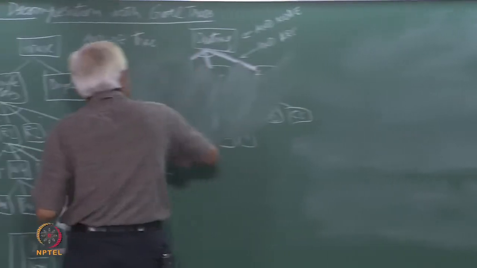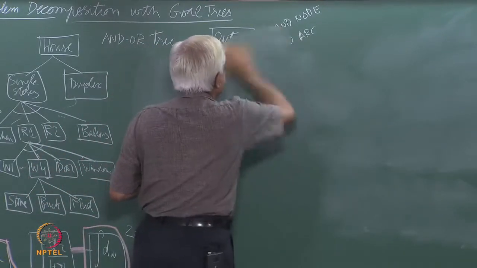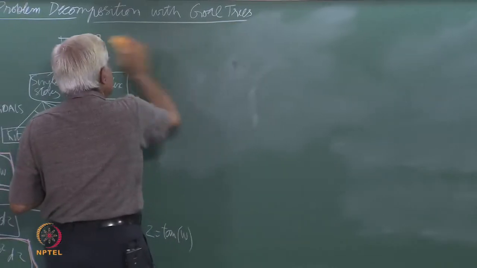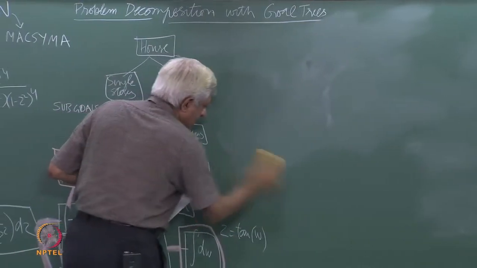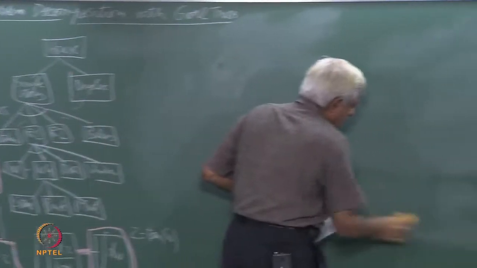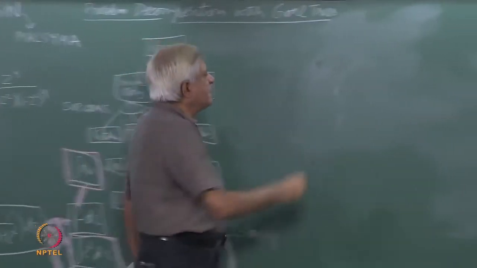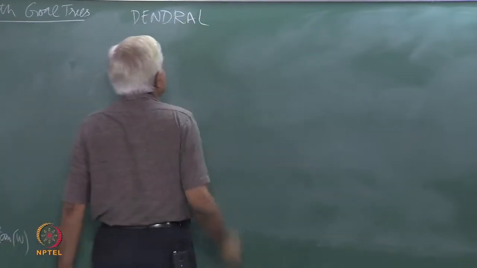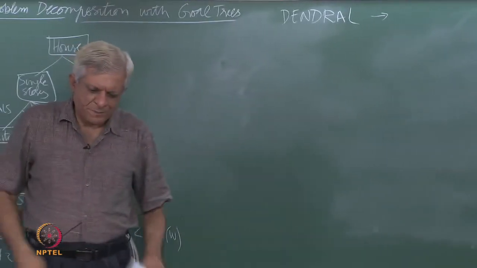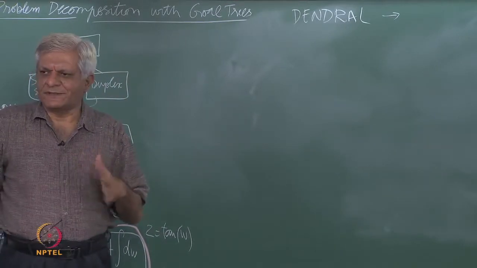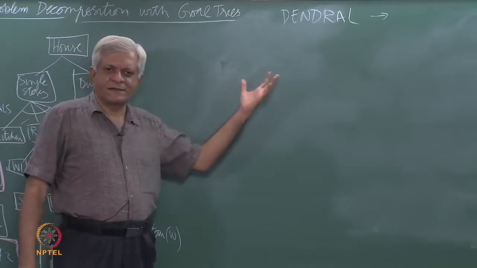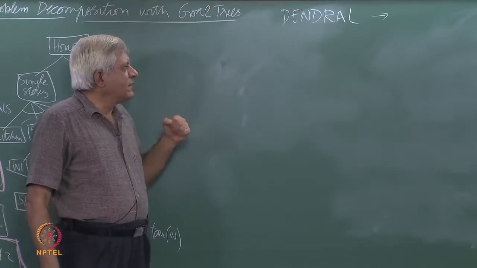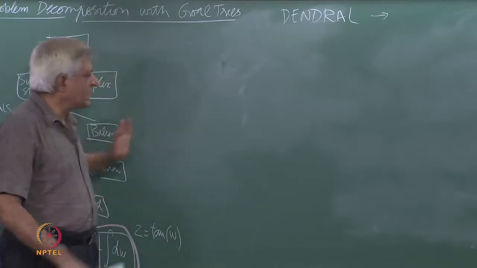And one of the first expert systems was this program called Dendral. So this Dendral, some people say you can expand it to a dendritic algorithm or something like that, because it also generated an AND-OR graph which looked like that.